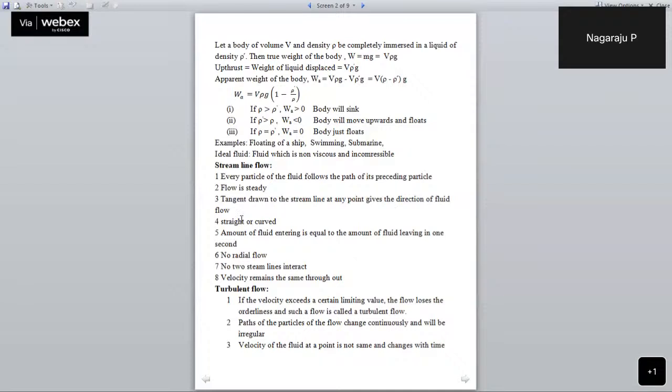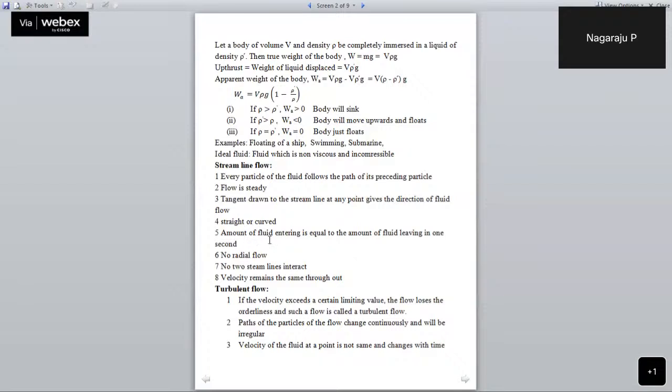And it may be straight or curved. Normally, in respect of streamline flow, we may say straight, and it could be even curved also. But even if it is curved, it doesn't mean that it has to come back. It may have a curved shape, and that is why the tangent drawn to the streamline at any point gives the direction of the fluid. That means even in the curved shape, it should not suddenly change its curvature.